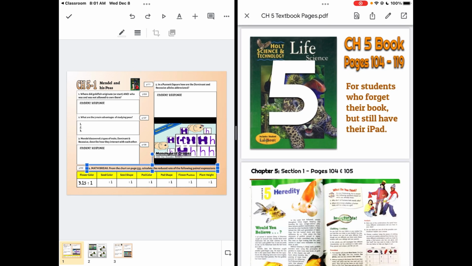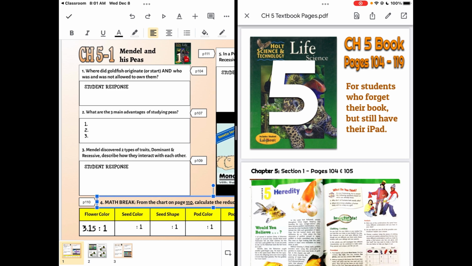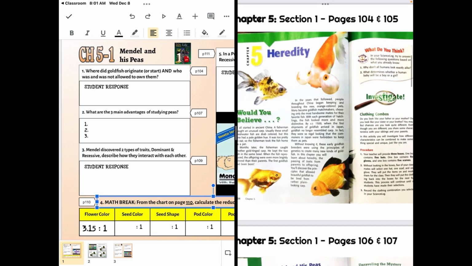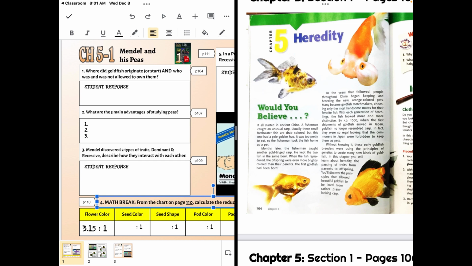It's thinking about it. All right, so we have a story about goldfish. And so the goldfish here are going to be the first question. So where did they originate means where did they start, which isn't the same place as where they were restricted. So they were restricted in ownership in a particular place.